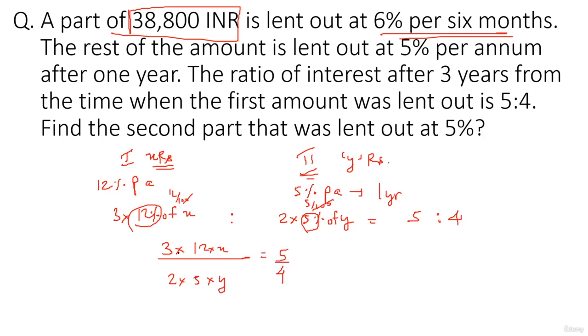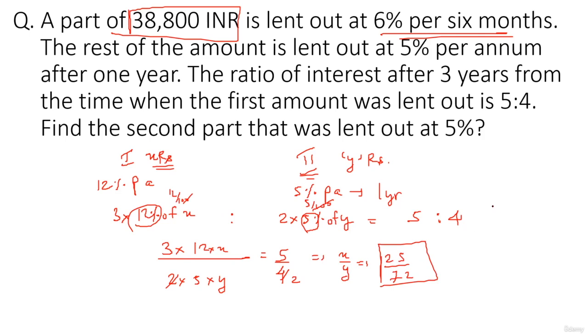So you can just cancel out. You can write 2 ones are and 2 twos are, and just take X and Y here. So this will give you X upon Y as 5 5s are 25, over 72. That's the ratio of X to Y.